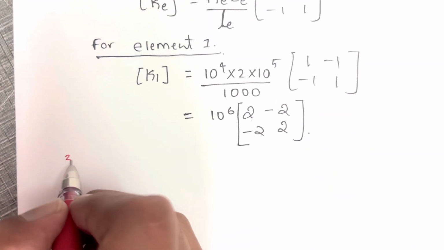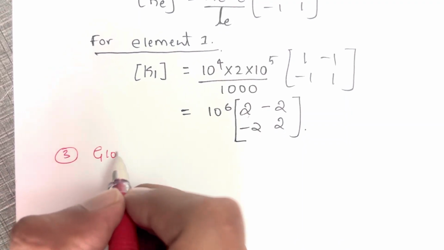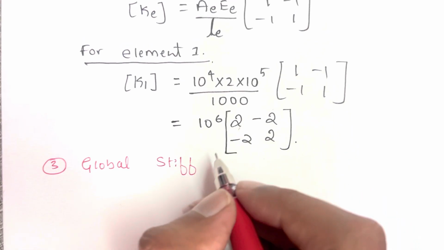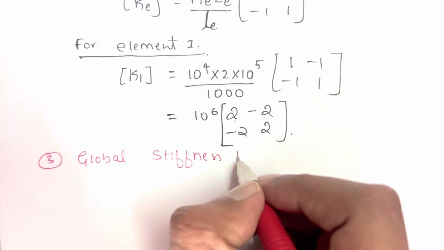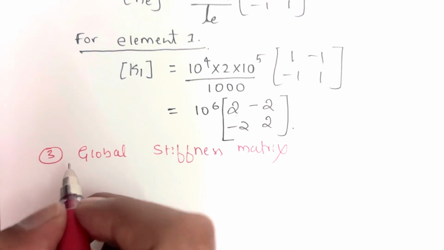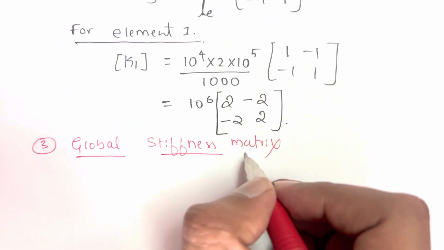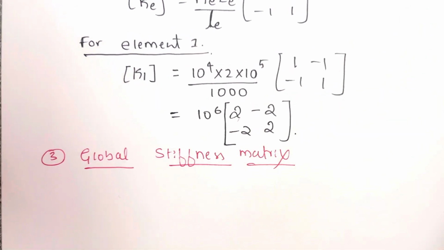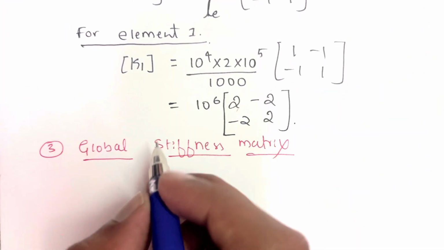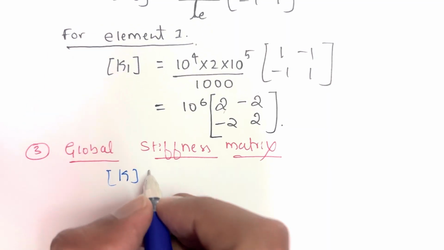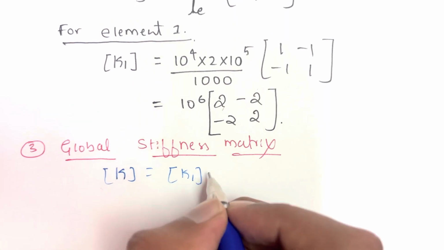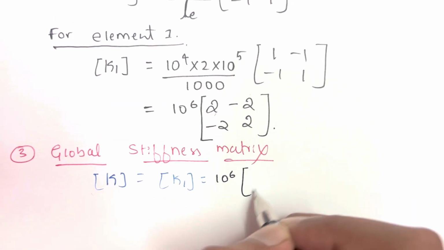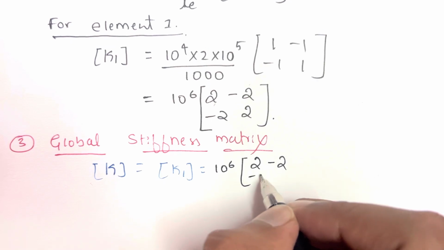Third step, global stiffness matrix, that is the summation of the stiffness matrices for all the elements, but here we have only one element, so K is equal to K1, that is 10 raised to 6 times the matrix 2 minus 2 minus 2 2.